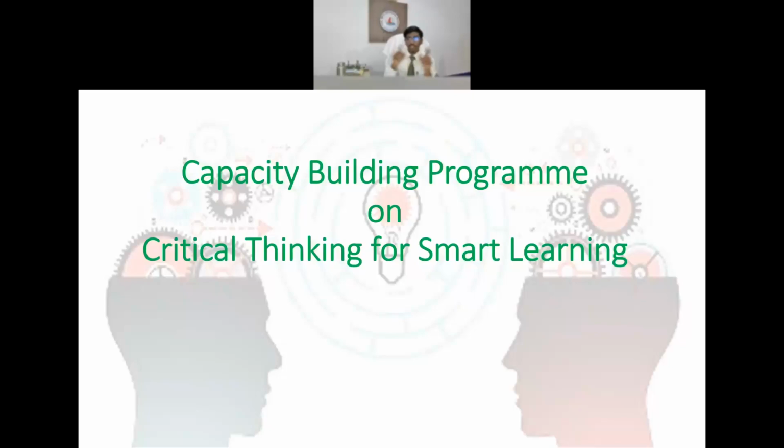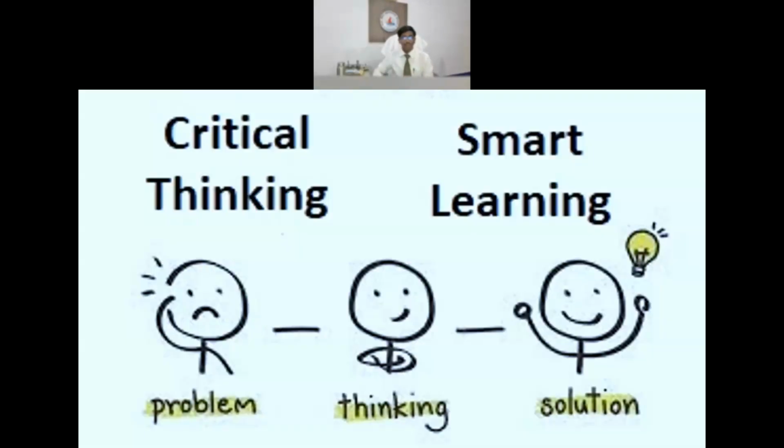Smart learning. In short, I'll be discussing in this workshop how we can have critical thinking for smart learning, especially in classroom based learning. And what's the role of teacher and what's the role of students in order to have better critical thinking, through which we can instill and bring up life skills in our lives. So one side critical thinking, another side smart learning.